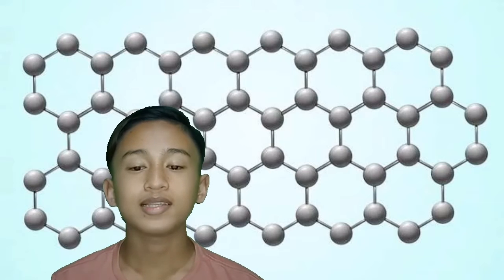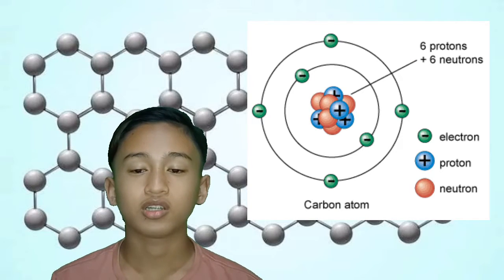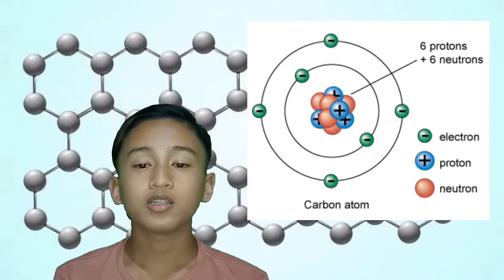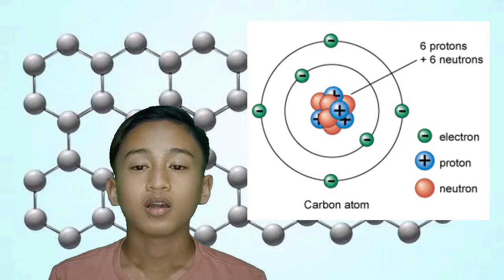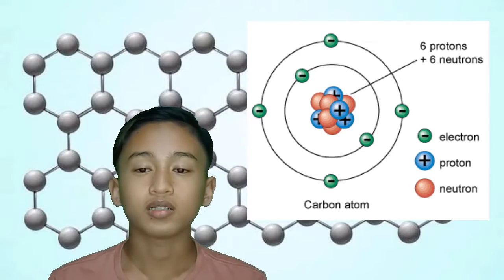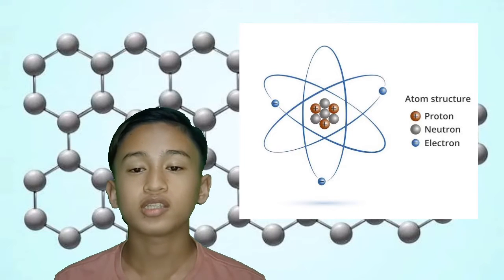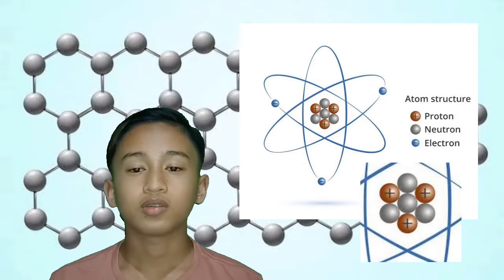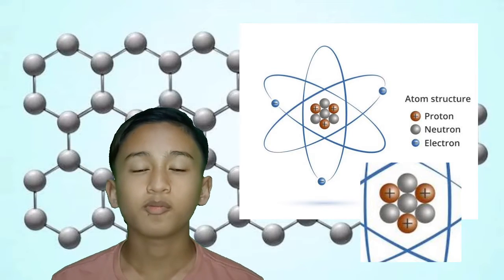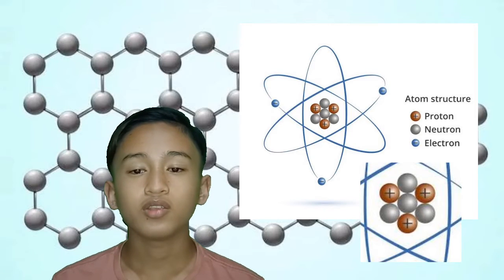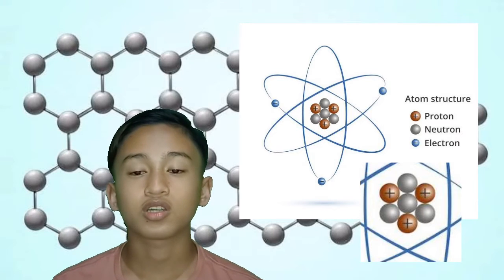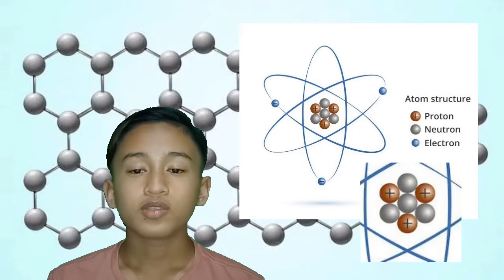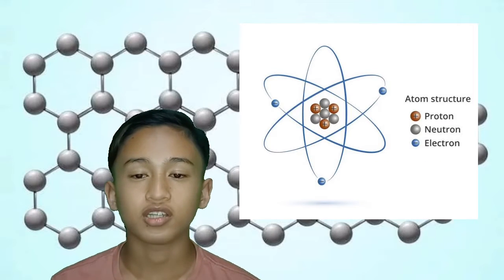So now, let's discuss the atomic structure of carbon. Atoms basically consist of three particles known as protons, electrons, and neutrons. The nucleus, or the center of the atom, contains the protons, which are positively charged, and the neutrons, which have no charge. The outermost regions of the atom are called electron shells and contain the electrons, which are negatively charged.